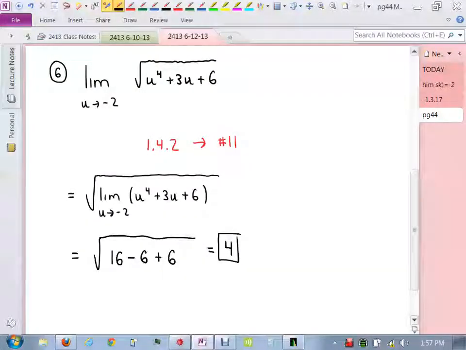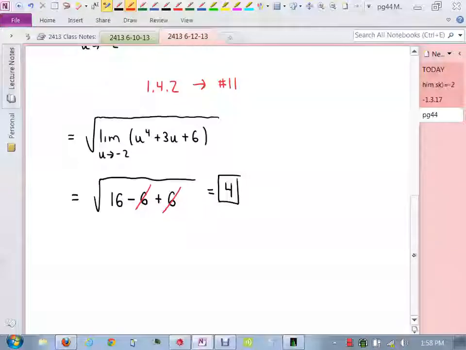When did I stop writing the limit? When did I stop using that notation? Right before I plugged in, right? And you need to remember that. The limit is always in your work until you plug in. Once you plug in, the limit needs to go away. The square root is 16, which is 4. Because the 6's cancel, you have 16 under the root still. These are gone. Square root of 16 is 4. All right, number 8.